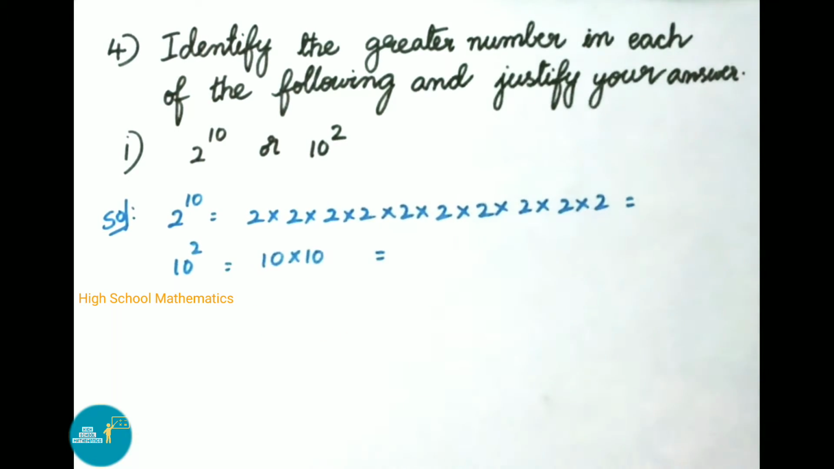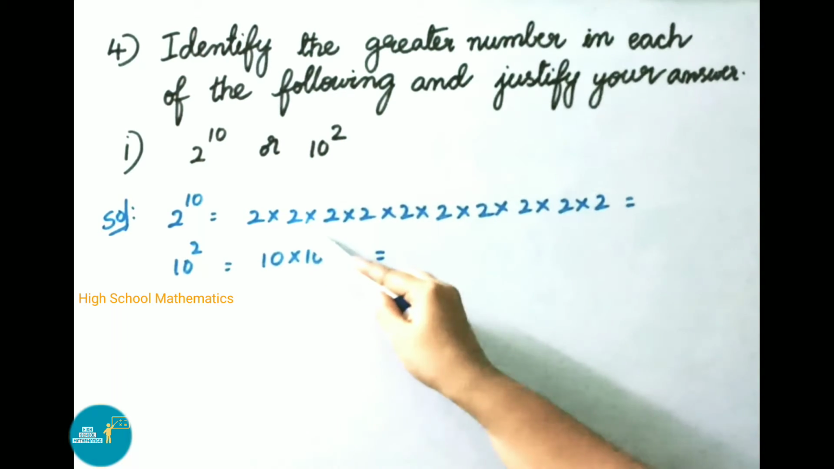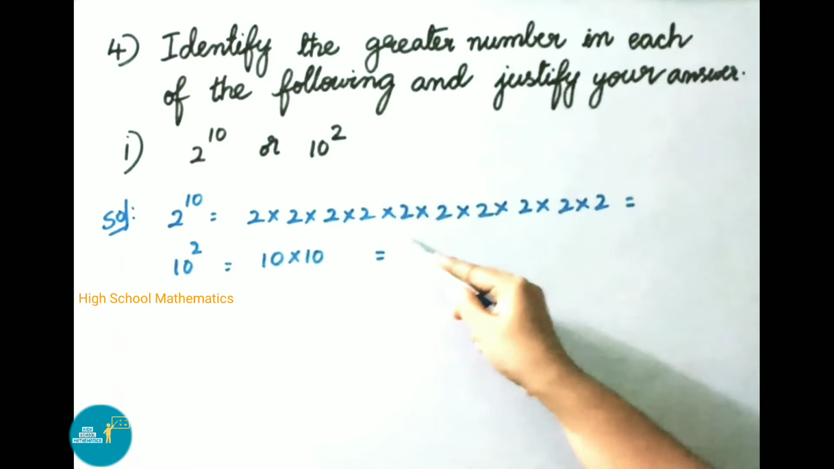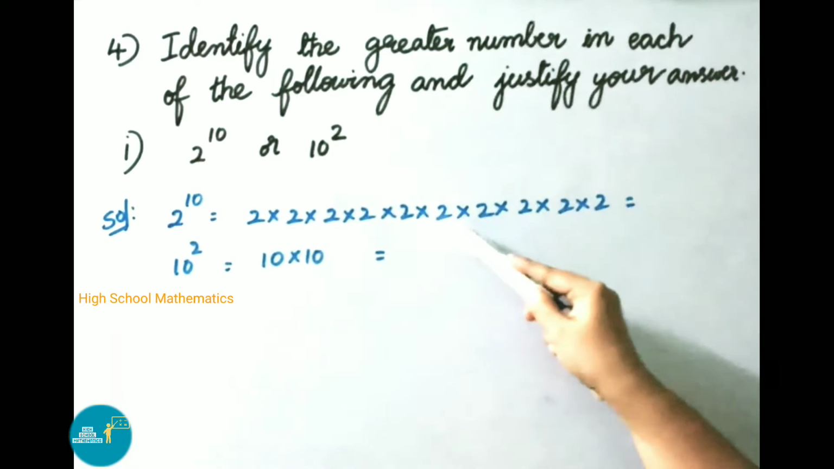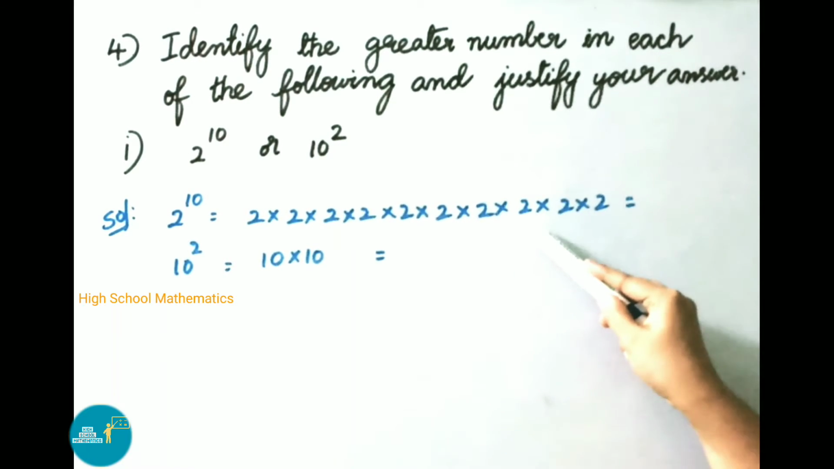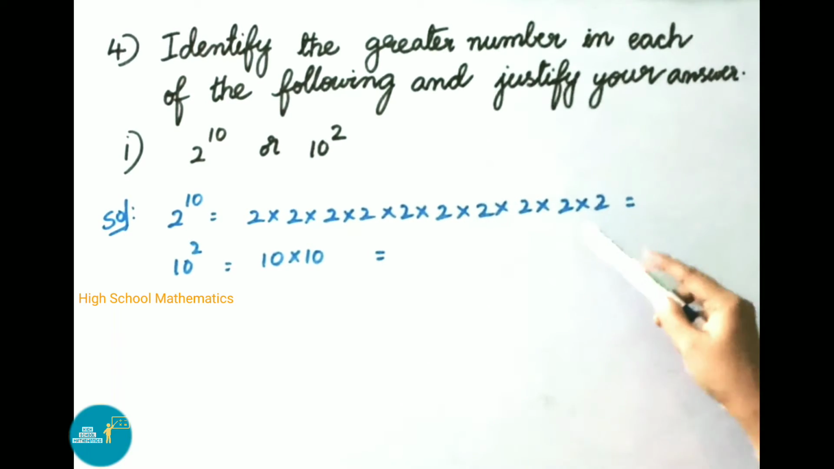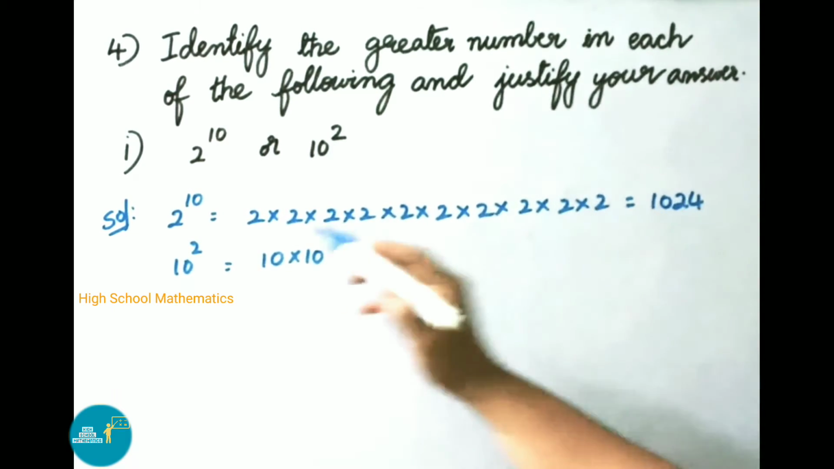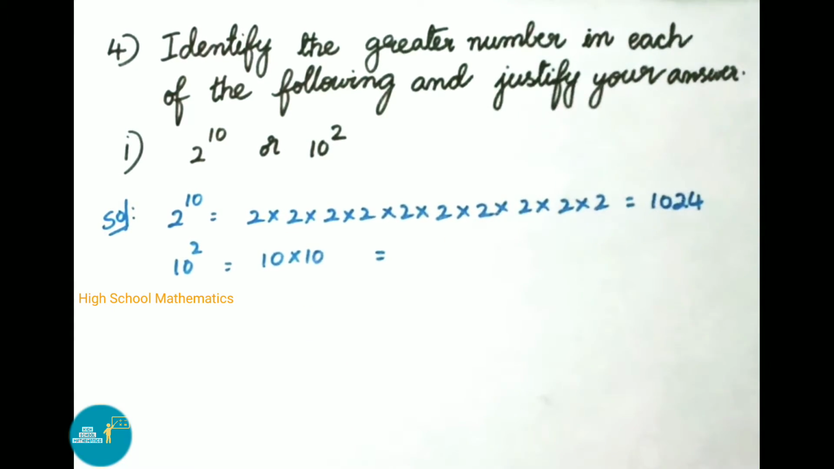2 power 10 means 2 must be multiplied 10 times. 2 2s are 4, 4 2s are 8, 8 2s are 16, 16 2s are 32, 32 2s are 64, 64 2s are 128, 128 2s are 256, 256 2s are 512, 512 2s are 1024. So the 2 power 10 answer is 1024.